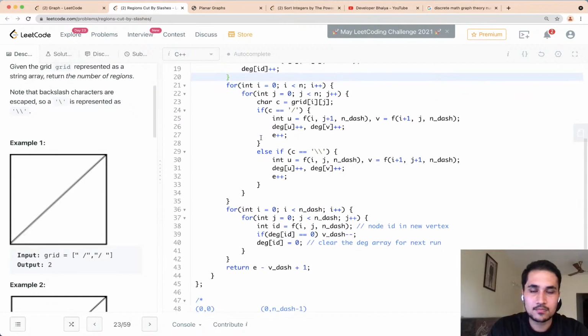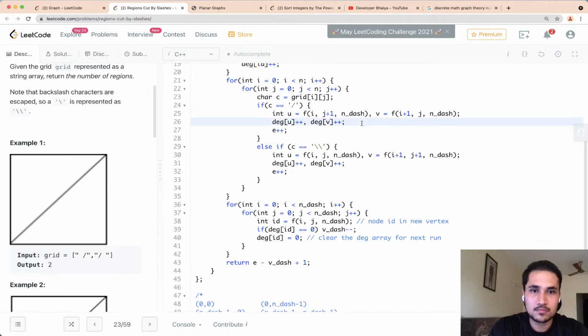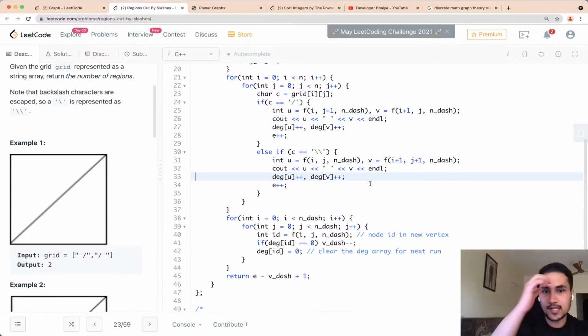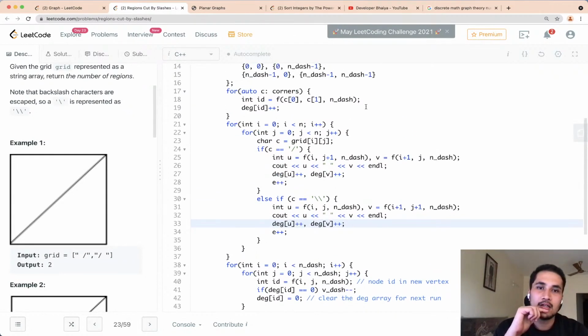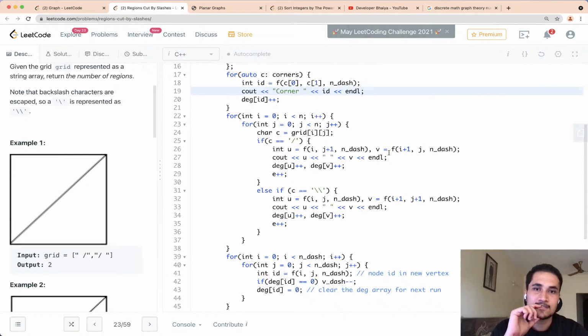I'm thinking let's do it like this. Let's print every edge that we are going to add. This will test whether we are adding edges correctly. That's something we should test, if edges are being added correctly. And then over here, we should also see if we are adding corners correctly. I'm not sure if this approach is fine, first of all. So corner ID, right?